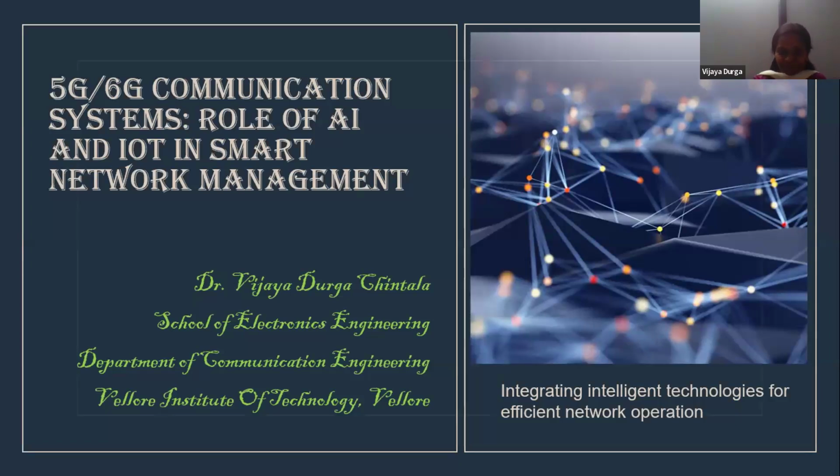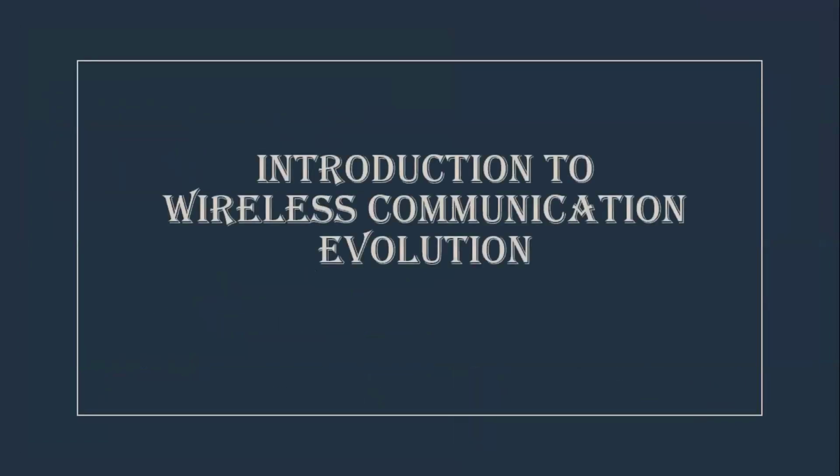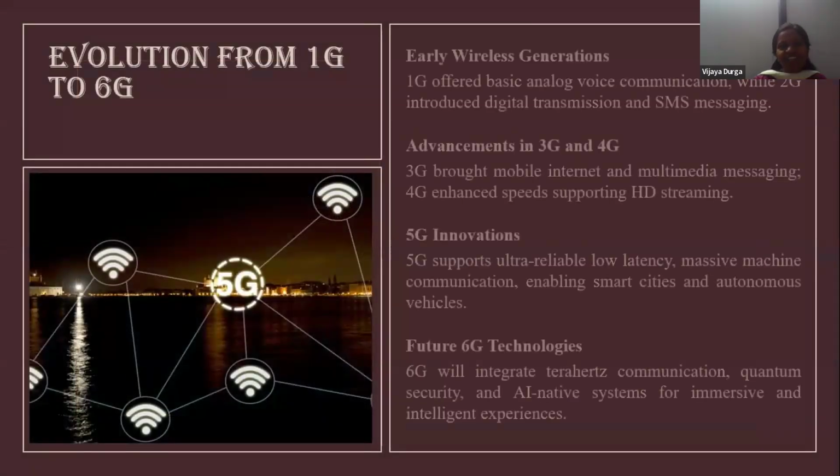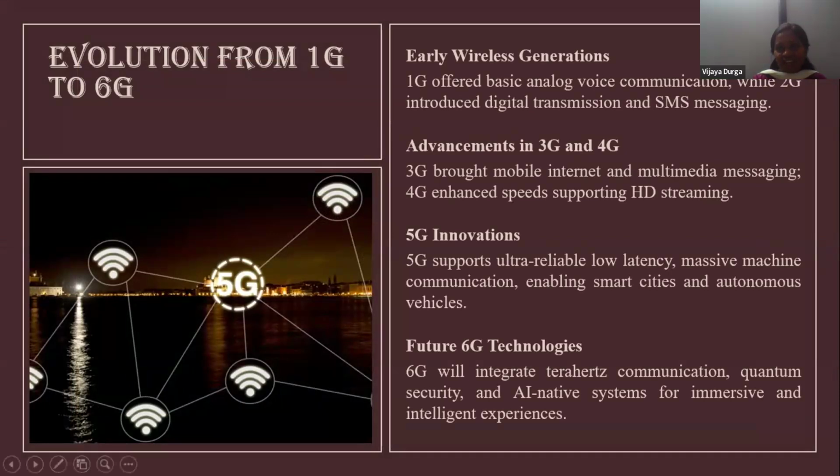We'll see in detail. First we'll discuss the introduction to wireless communication evolution. You know very well, it starts from 1G. 1G offered basic analog communication. It uses frequency modulation and frequency division multiple access. So it can provide only voice communication. There is no SMS messaging or internet. To get those services, we go to 2G.